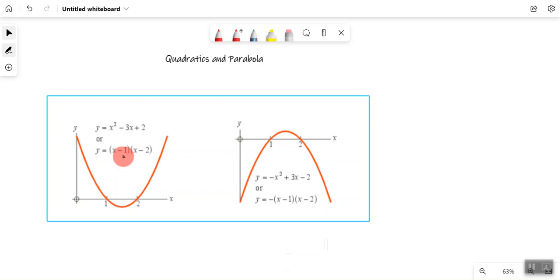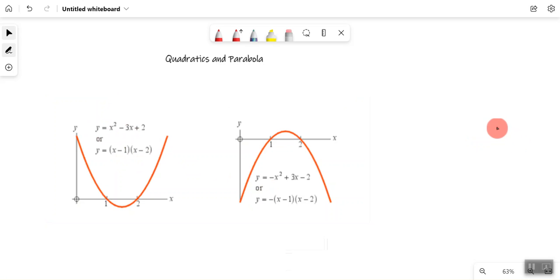So if we were to look at this particular quadratic here, we could just write out the quadratic like this. The quadratic would be x squared minus 3x plus 2 and is equal to 0. So we could as easily write it like that.